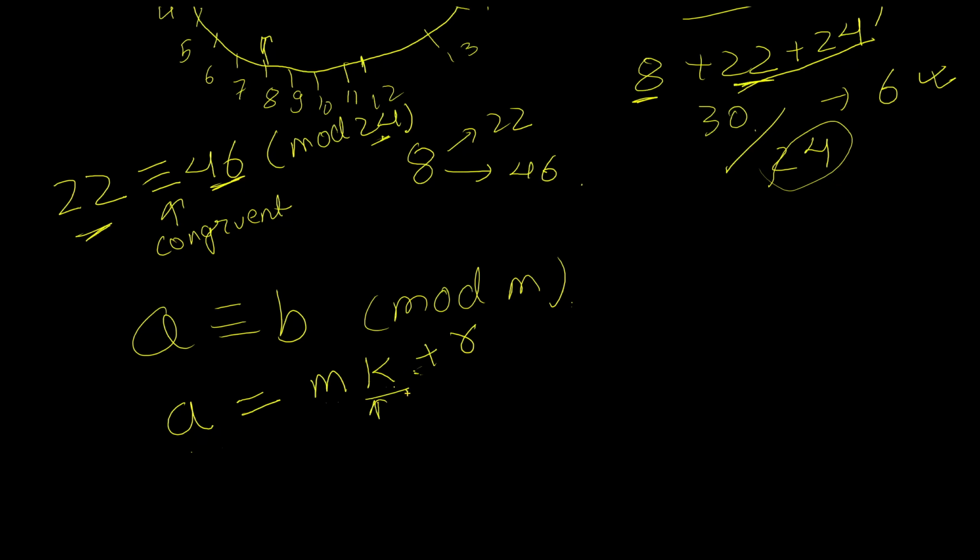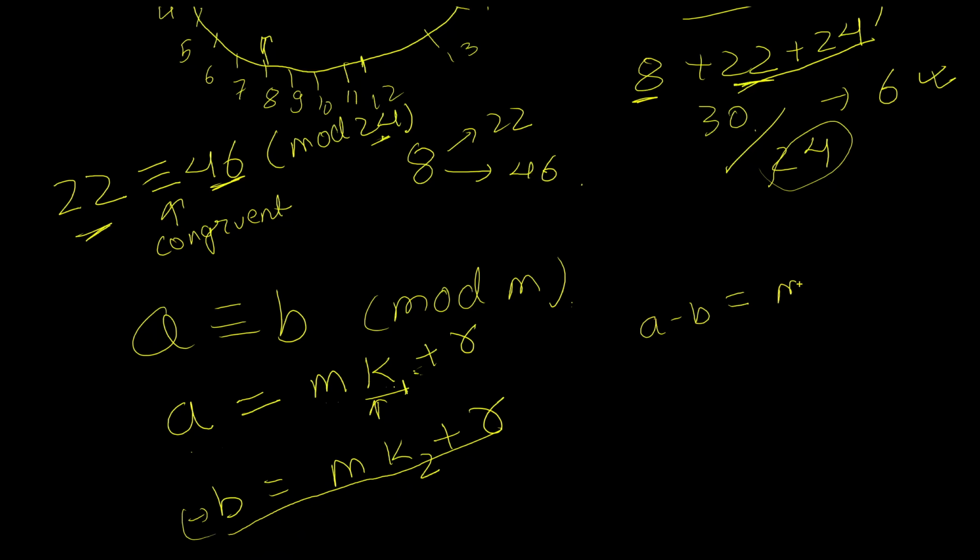K times M. And this fact would also be true for B. I could also write that B equals M times some constant K plus the same remainder, although these constants would be different. And this gives me a relationship between A and B. I can subtract these equations to obtain A minus B equals M times (K1 minus K2). Since K1 and K2 were arbitrary constants, I could just replace that with a single constant, and say A equals B plus some K times M.